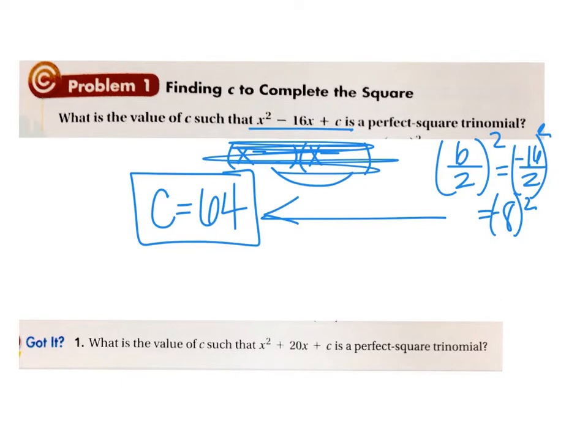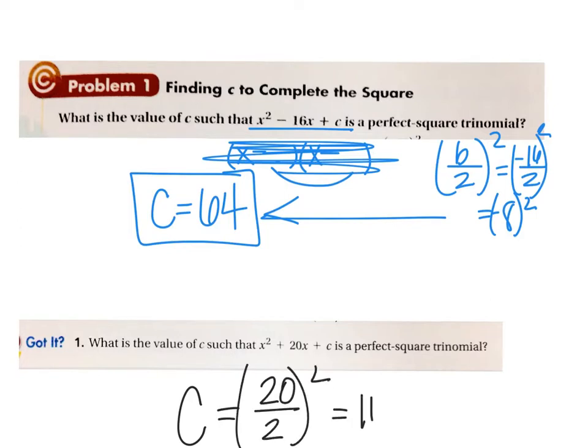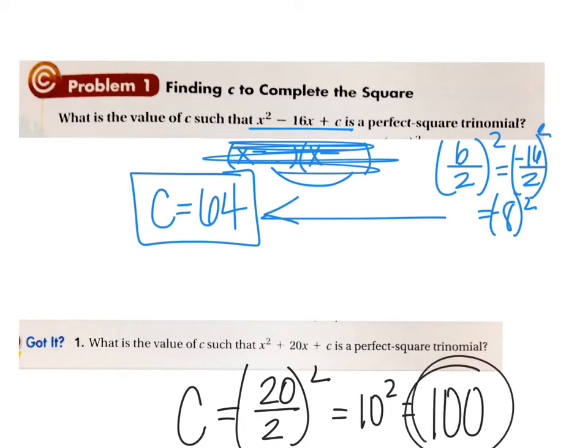All right, so this question down here at the bottom, I want you to pause the video and try it on your own and then check back with me and I'll give you the right answer. So it's going to be half of 20 squared, which is going to be 10 squared, which is going to be 100. So C is going to be 100 on that one.